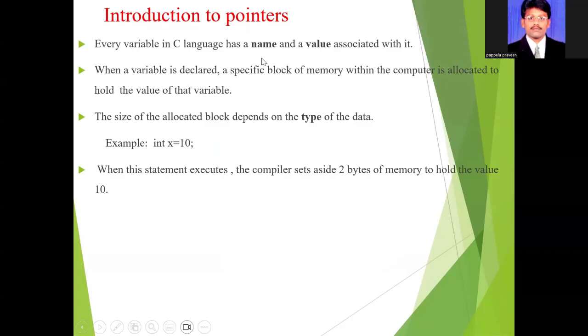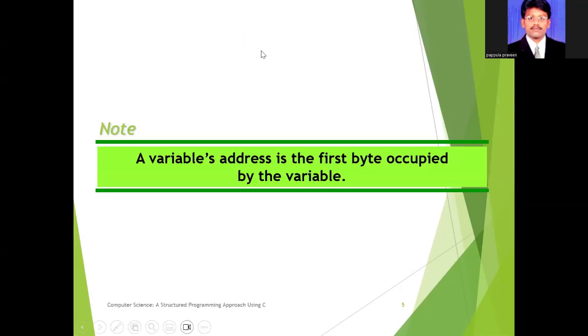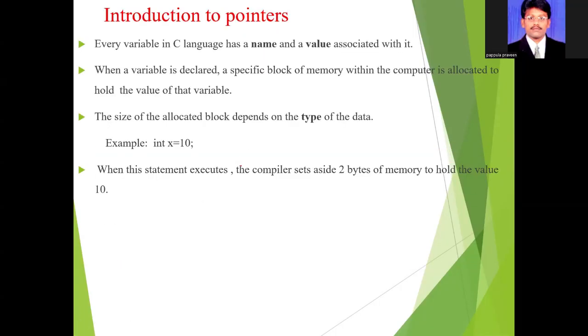Every variable in C language has a name and a value associated with it. What is the name of the variable? The name of the variable is A. The value of the variable is 10. When we declare A, the name is A, the address is 4002, and the value is 10.